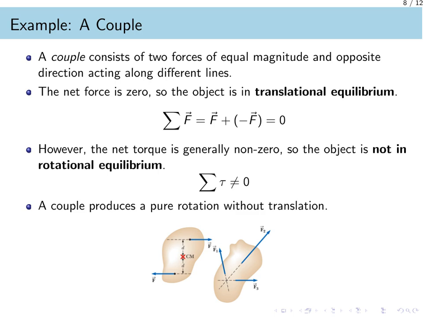This means the object is in translational equilibrium and its center of mass will not accelerate. However, because the forces do not act through the same point, they work together to create a turning effect. This results in a non-zero net torque, so the object is not in rotational equilibrium. For example, when you turn a steering wheel with two hands, you are applying a couple. The wheel rotates in place but does not move forward or backward due to your hands. A couple produces a pure rotation without any translation.